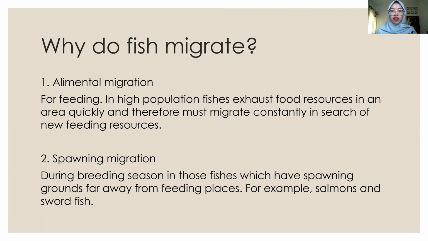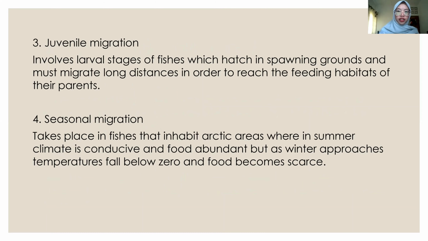And then we have spawning migration. Spawning migration takes place in breeding season in those fishes which have spawning grounds far away from the feeding places, for example, like salmon or swordfish. The third one is juvenile migration. Juvenile migration involves larval stages of fishes which hatch in spawning grounds and must migrate long distances in order to reach the feeding habitats of their parents.